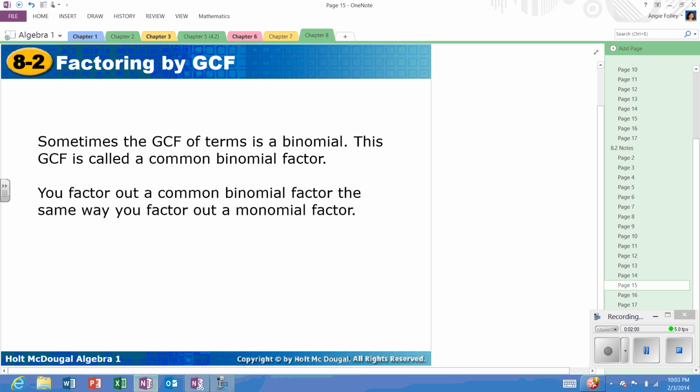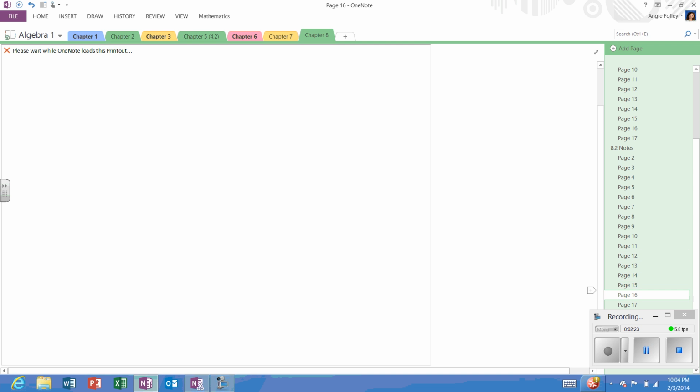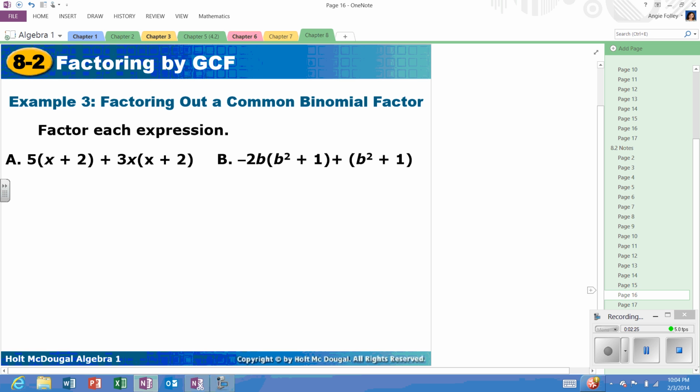Okay, sometimes the greatest common factor of the terms is a binomial. So meaning I'm going to have like x plus 3 or just two terms that I could pull out. And this greatest common factor is called a common binomial factor. And you factor it out the same way you would if it was a monomial factor, meaning one term. You're just going to keep it as a whole. So let me show you an example.